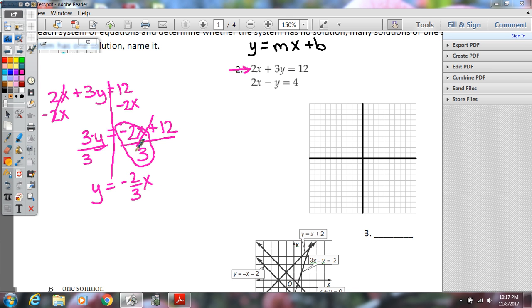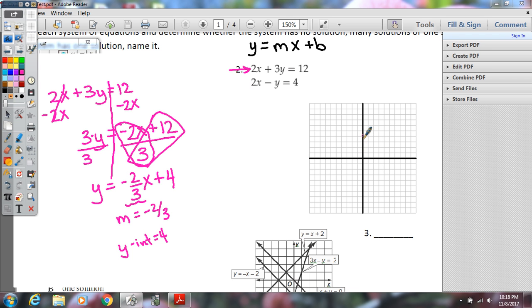The next thing you're going to do, guys, is take 12 divided by 3. Well, 12 divided by 3 is a positive 4. So right there, we've got it in slope-intercept form. Realize your slope is the number in front of the x, so it's that negative 2/3. That's your rise over run. Your y-intercept is 4.